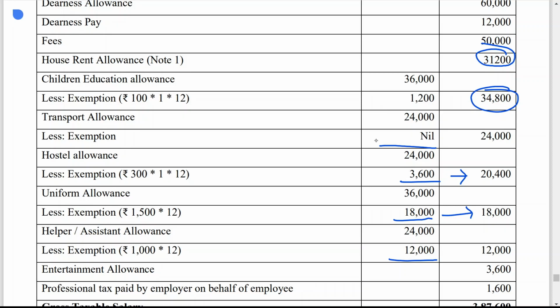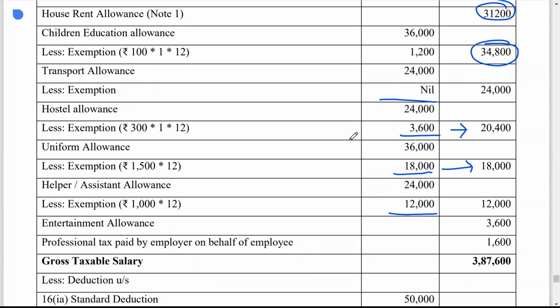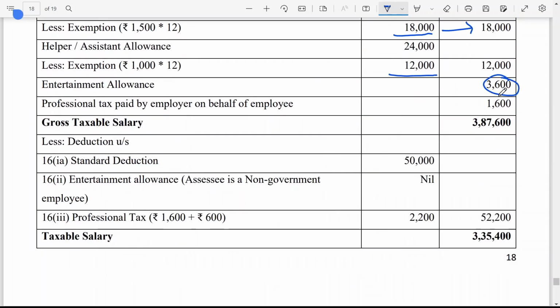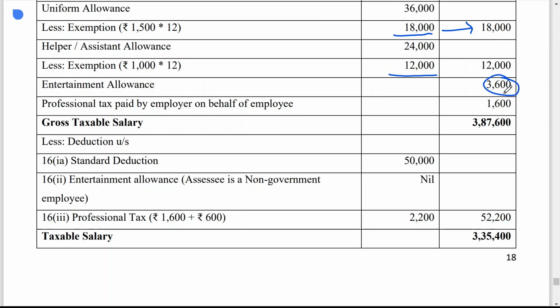So in this sum you are revising so many concepts, like what treatment should be given in case of children education allowance, transport allowance, uniform allowance, helper allowance, and entertainment allowance, that we are going to discuss right now. So in case of entertainment allowance, what treatment we have to do? Whatever he has received, we have to add it. 3,600 he has received, it is clearly given in the example. Entertainment allowance 300 per month, so 300 per month multiply by 12, 3,600. Now one more thing, as a perquisite will be added, professional tax paid by employer on behalf of employee, means this tax must be paid by employee, but it is paid by employer. Now it becomes the benefit for the employee. So that is why 1,600 will be added into the gross salary of employee. So gross taxable salary is 3,87,600.